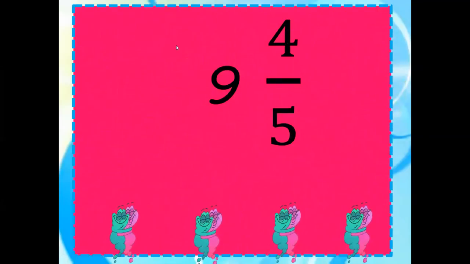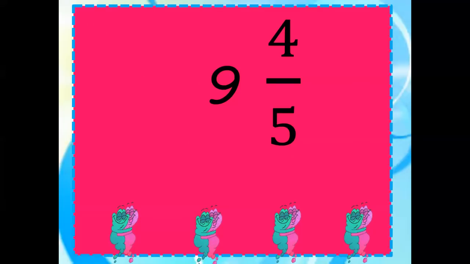So this one is 9 and 4/5. How do we change a mixed number into an improper fraction? To change a mixed number into an improper fraction, we just need to multiply the denominator and the whole number. And then after you multiply, add the answer to the numerator. So that will be the new numerator. Okay, so let's try. 5 times 9 is 45, plus 4 is 49. And then for the denominator, you just simply copy the denominator. So if we're going to change 9 and 4/5 into an improper fraction, it would be 49/5.